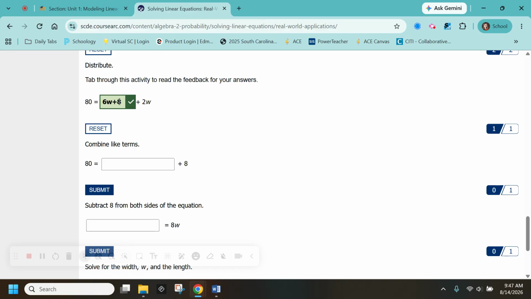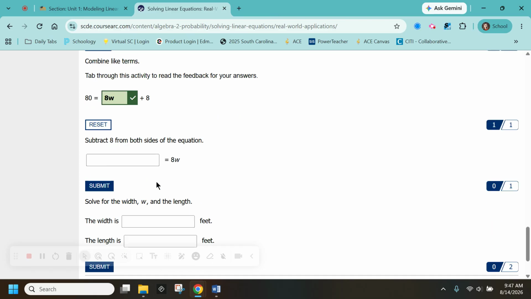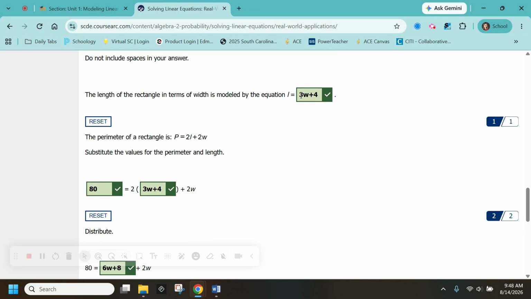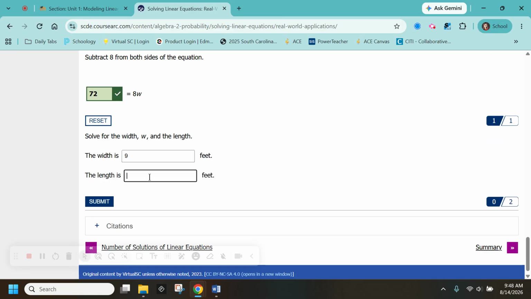Now we're combining like terms. They brought that 8 down for you. So 6W plus 2W is 8W. Subtract 8 from both sides of the equation. 80 minus 8 is 72. And then we're solving for W. So 72 divided by 8 is 9. And that's our width. And then we're going to go back up here. The length is 3 times that plus 4. So 3 times 9 is 27. And then if we add 4 to 27, we get 31. And that is the length.